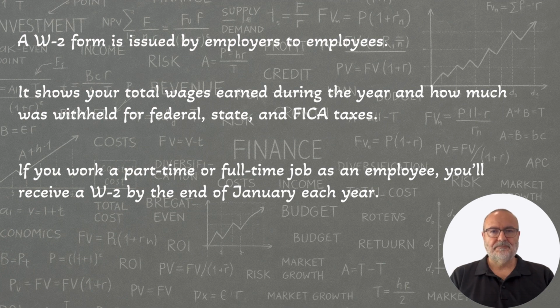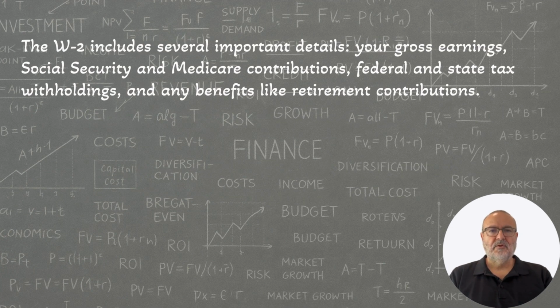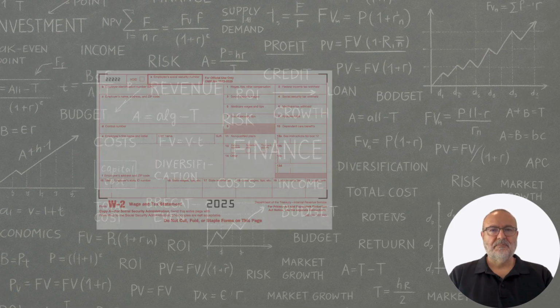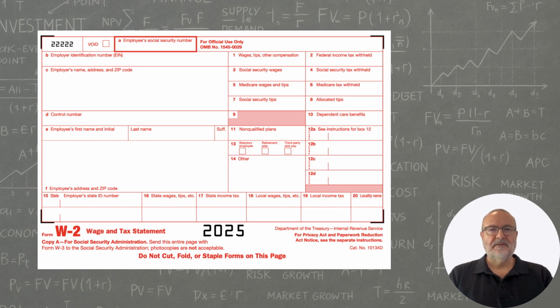The W-2 includes several important details: your gross earnings, Social Security and Medicare contributions, federal and state tax withholdings, and any benefits like retirement contributions. When filing taxes, you attach your W-2 to your tax return to ensure accurate reporting of your income. Here is an empty W-2 form from the IRS.